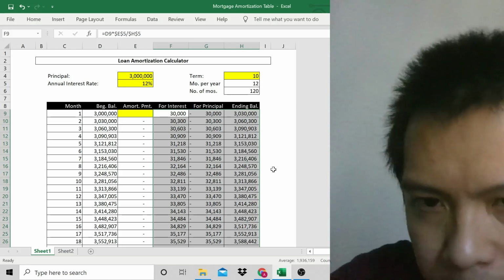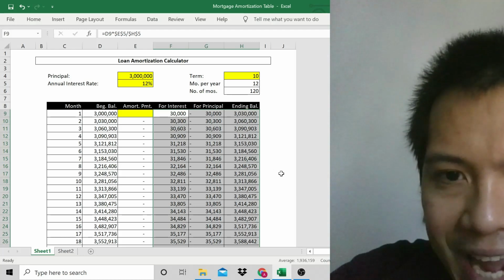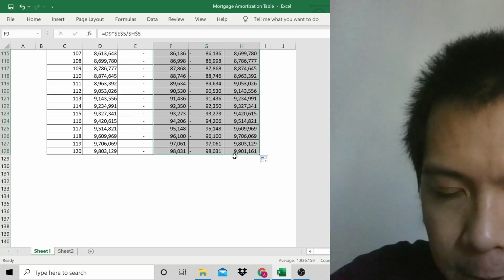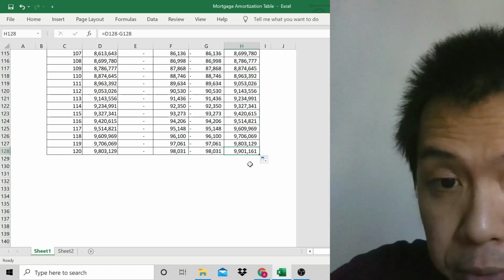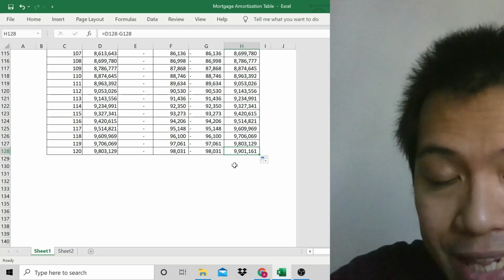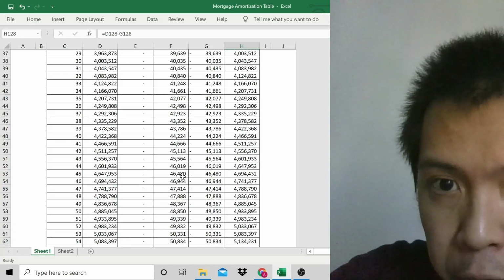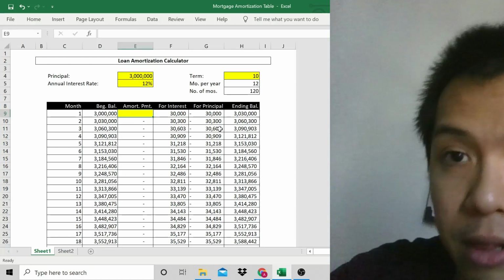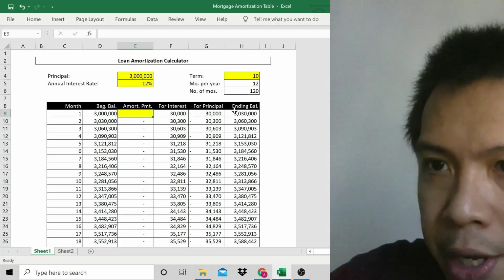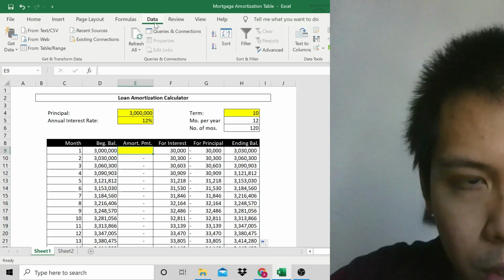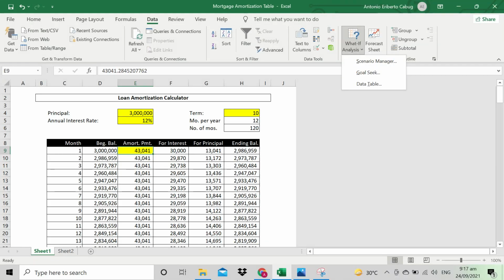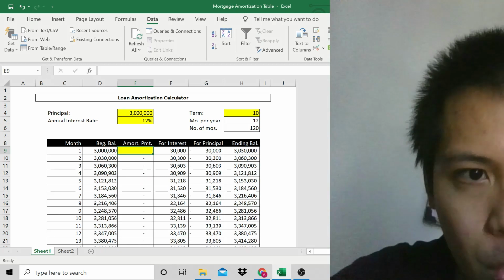So we know for a fact that when we arrive at the last month, the ending principal amount should be zero. The loan should have been completely paid by then. So what we're going to do is to look for the right amortization payment for that. Okay, so we are going to the data tab, and we will use what-if analysis, goal seek.